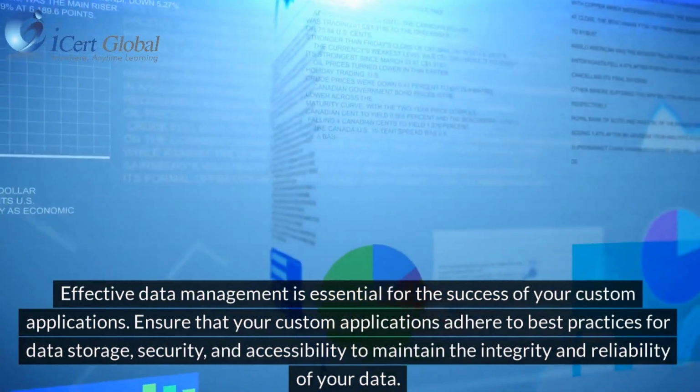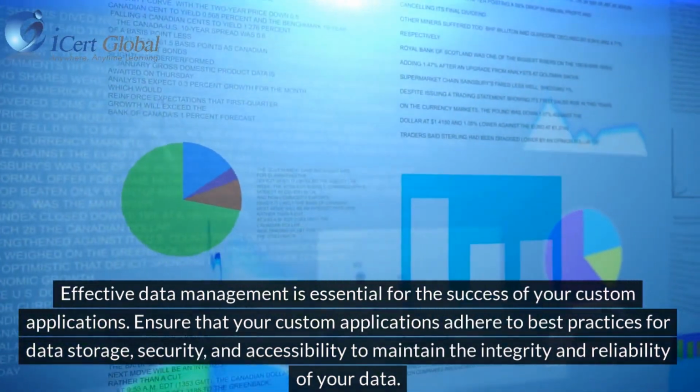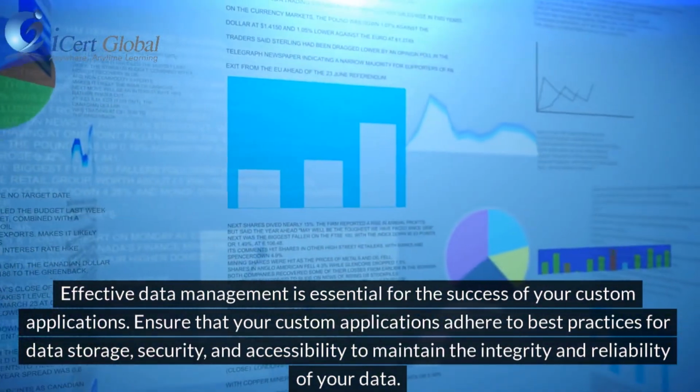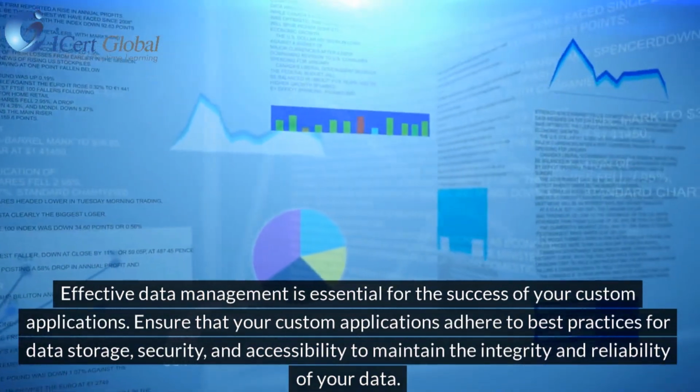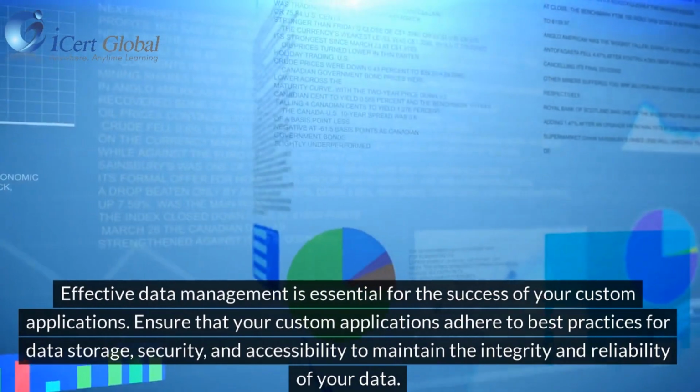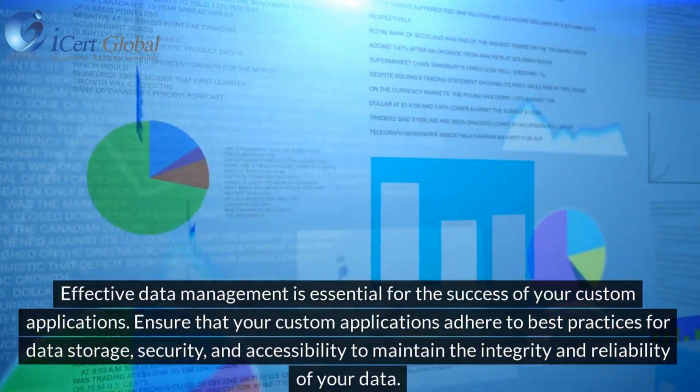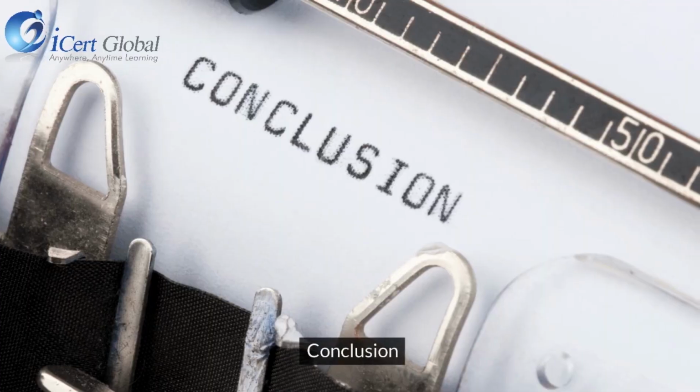Effective data management is essential for the success of your custom applications. Ensure that your custom applications adhere to best practices for data storage, security, and accessibility to maintain the integrity and reliability of your data.